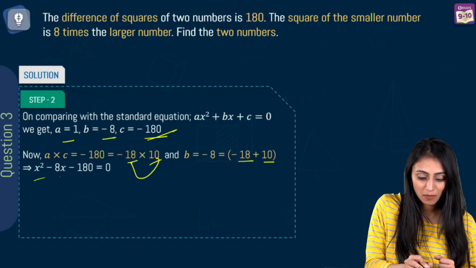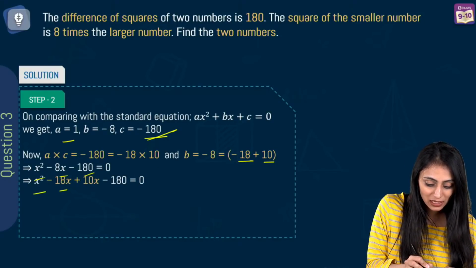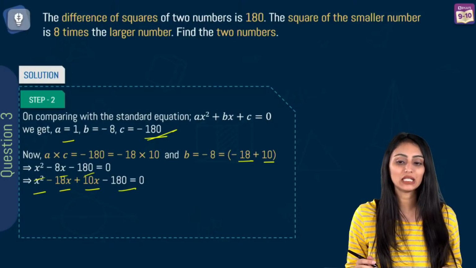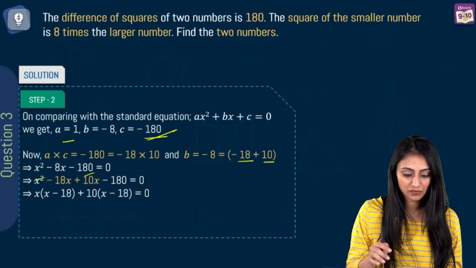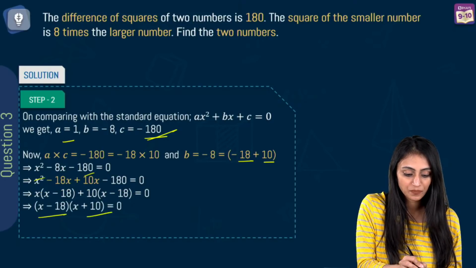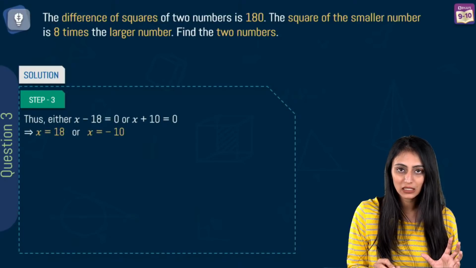So x square minus 8x minus 180 can now be written as x square minus 18x plus 10x minus 180 equal to 0. Let's take x common from the consecutive terms. This is what we get, and these are the final brackets that are formed. So you get two values of x: one is 18, one is minus 10.